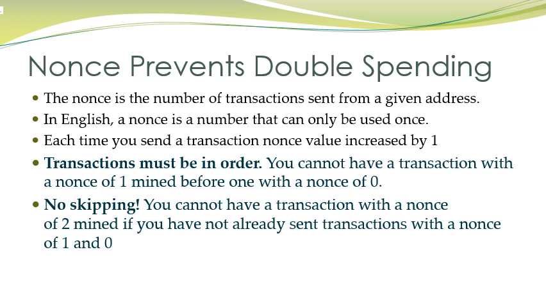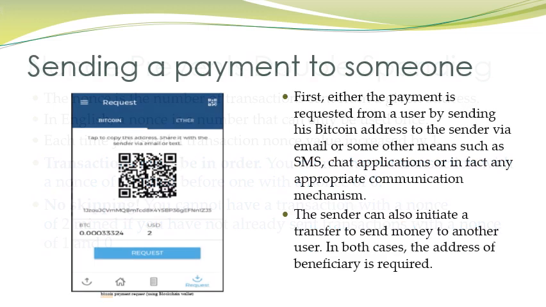How so? These nonce values are verified by the miners, that will become clear to you in coming sessions. So transactions must be in order and no skipping of nonce value is allowed, and because of that the double spending problem is resolved in the Bitcoin network.